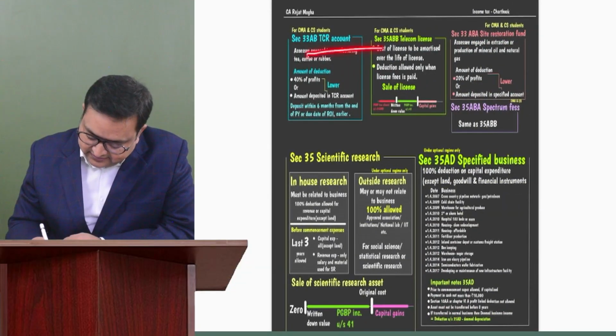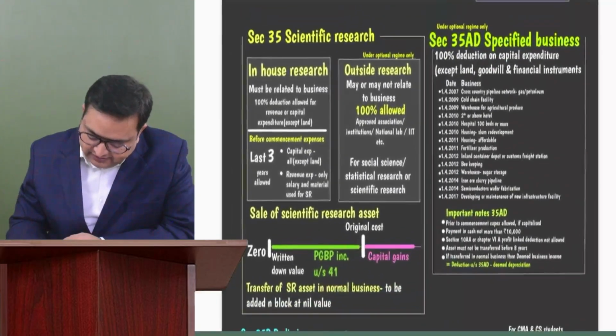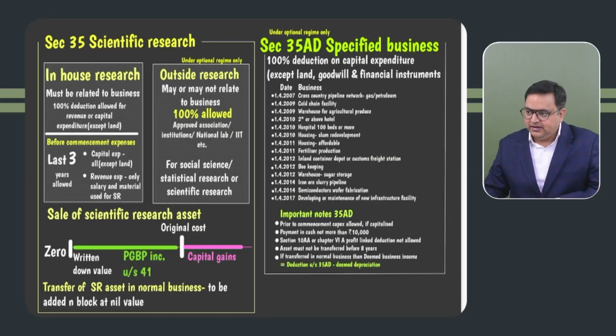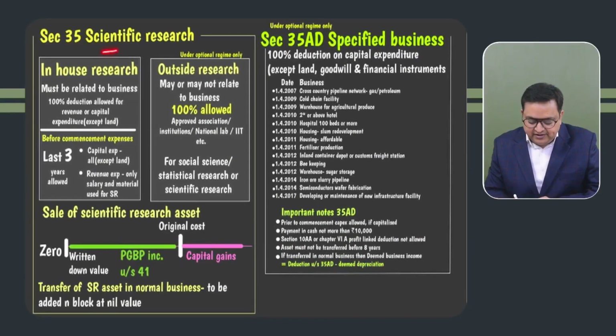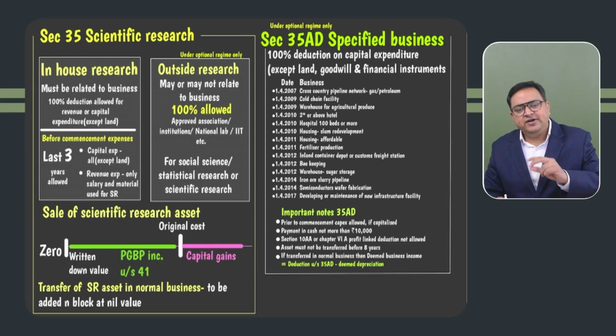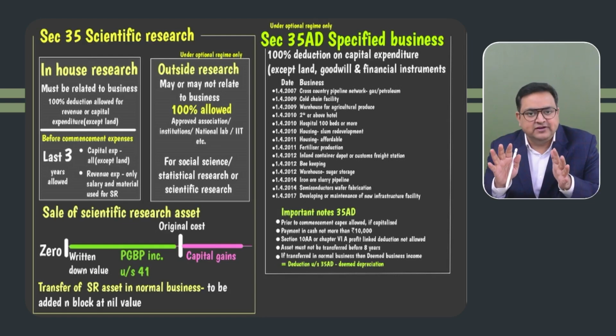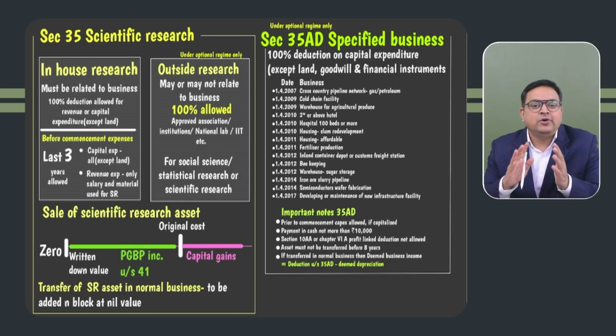Next, these 33 sections are not in your course. Then we have section 35, scientific research. Whenever there are scientific research expenses, if it is outside research, what is outside research? Mainly it is a contribution, a donation. We are paying to IIT, to a National Laboratory, to any approved association or institution. If we are paying to any unapproved institution, then it is not allowed, right? To IITs, National Laboratories, or any approved institutions or associations, it is allowed.